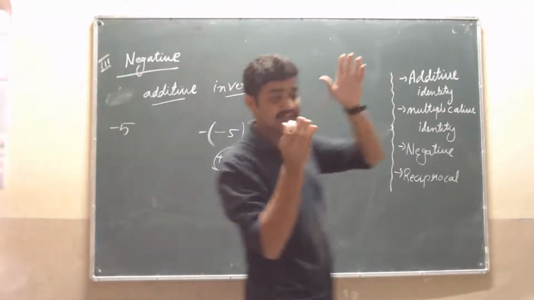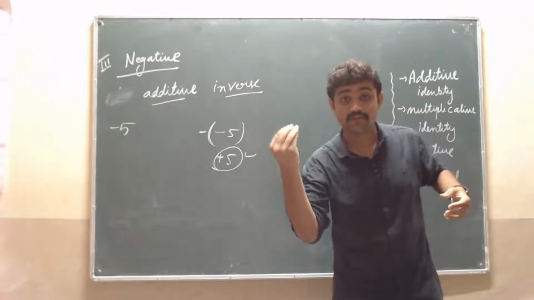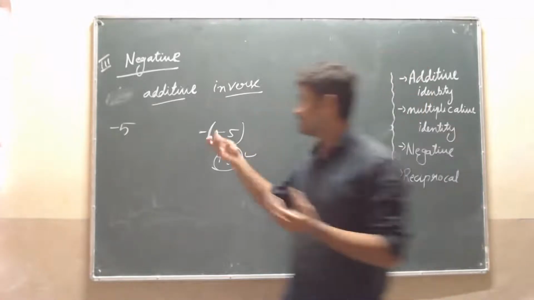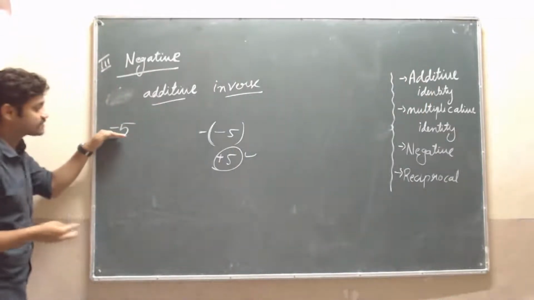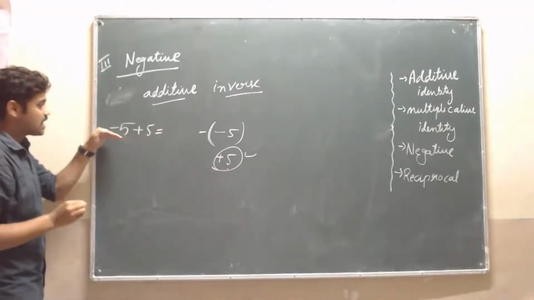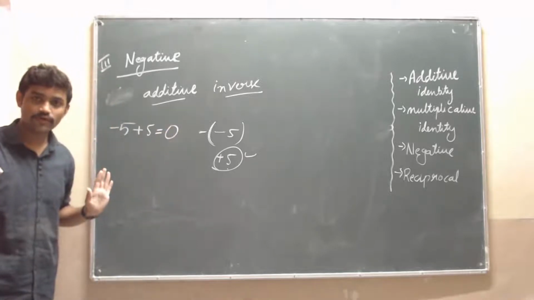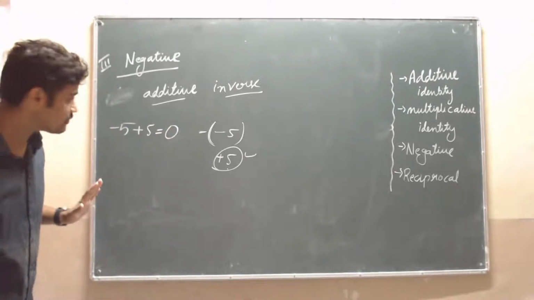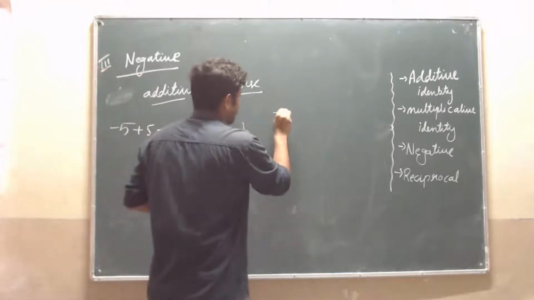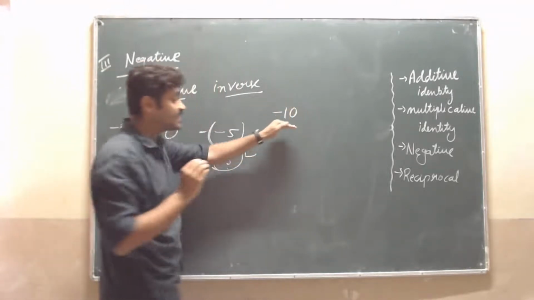What is the negative of plus 5? That is minus 5. What is the negative of minus 5? That is plus 5. Then what is the answer here? Minus 5 plus 5, that is 0. Yes, take one more example, that is minus 10. What is the negative of minus 10?